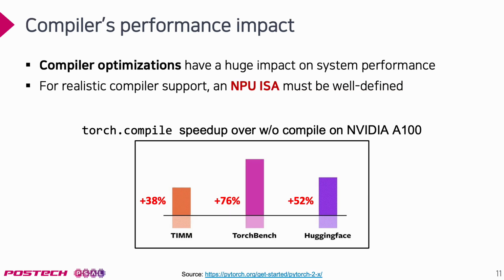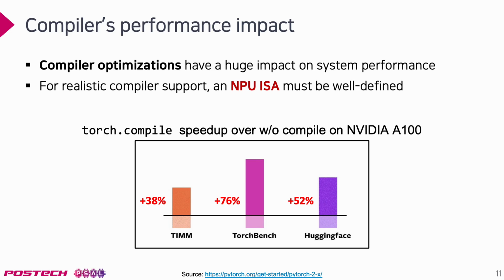This chart is showing the performance impact of compiler optimization by PyTorch on the NVIDIA A100 GPU. And as you can see, the difference is quite significant, ranging from 30% to nearly 80%. So such optimization techniques have to be accurately modeled.